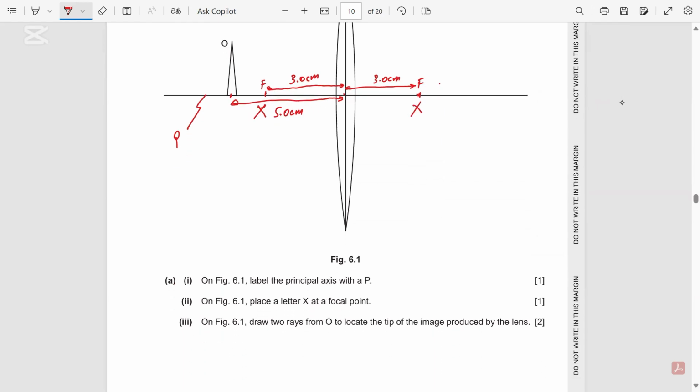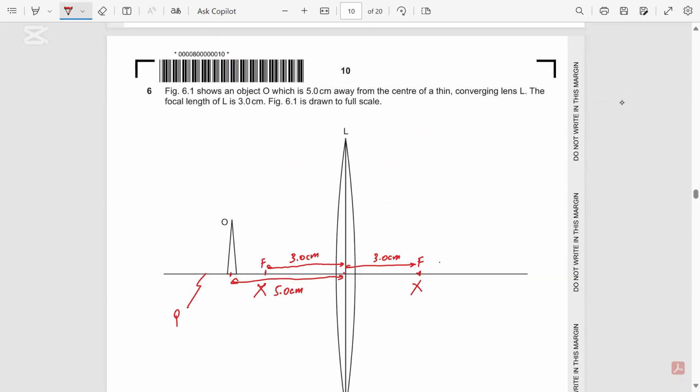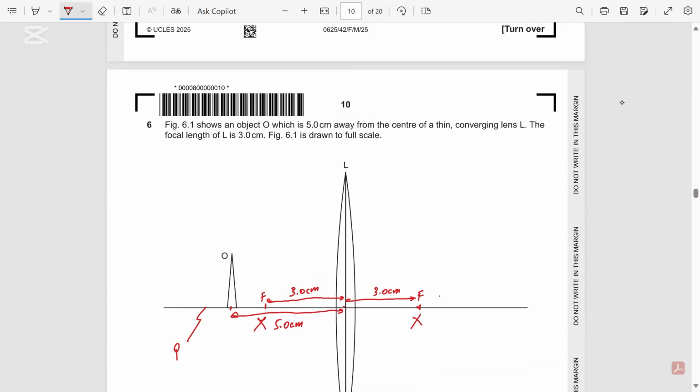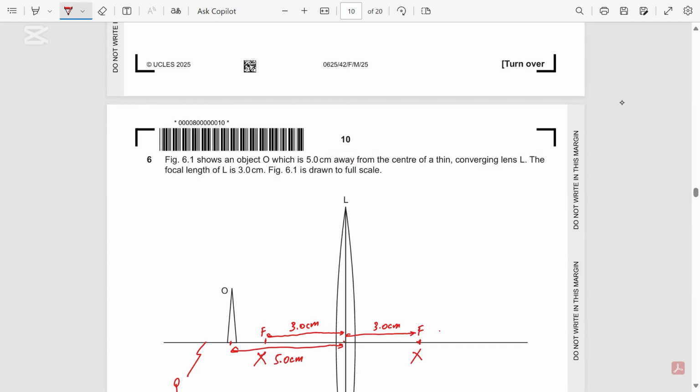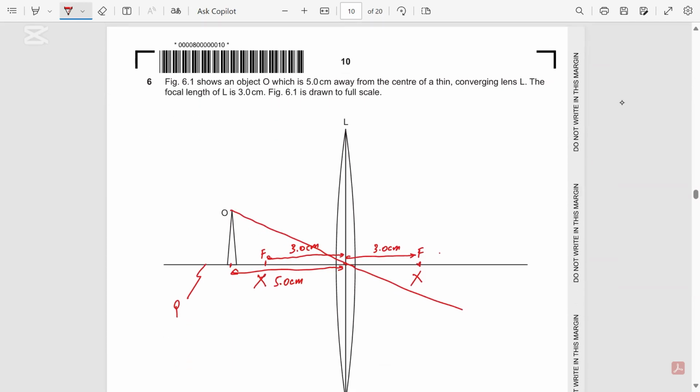On figure 6.1, draw two rays from O to locate the tip of the image produced by the lens. So here you need to follow the rules. Rule number one is a line passing through the center of the lens will pass without any deviation, right? If I have a line that is passing through the center, it passes without any deviation. It's going to pass straight. You use a ruler for this, right? Make sure that you draw a straight line and you use a ruler for that.